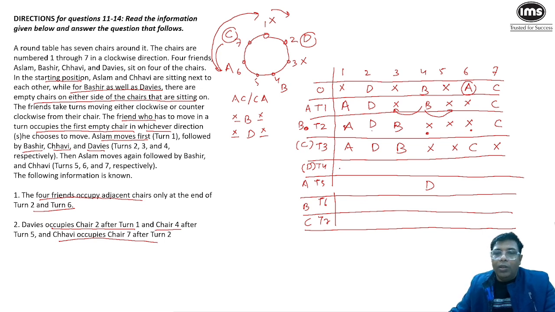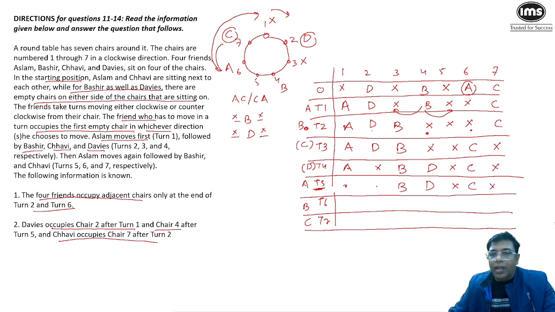Right? Now turn 4 is for D. We already know that D is occupying chair number 5. So D would have moved in the clockwise direction and occupied this chair. So after turn 4, this is the scenario. Right? In turn 5, who gets to move? A. Right? So now where A can move, that is what we have to understand.